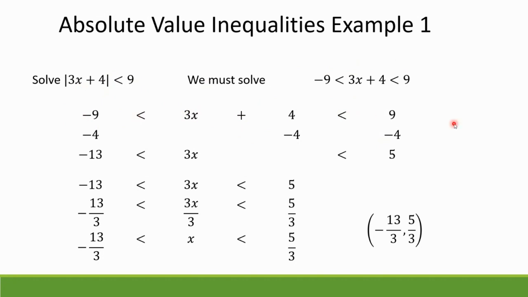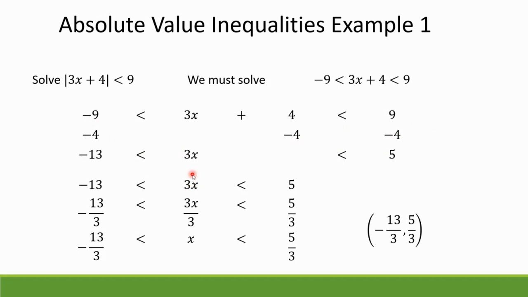Okay, so what do we do? Well, we want to get x all alone in the middle. That's what we want to do, right? Get x all alone in the middle. So subtract 4 from each side, like so. We get 3x is less than 5, greater than negative 13, right, because we subtracted 4.